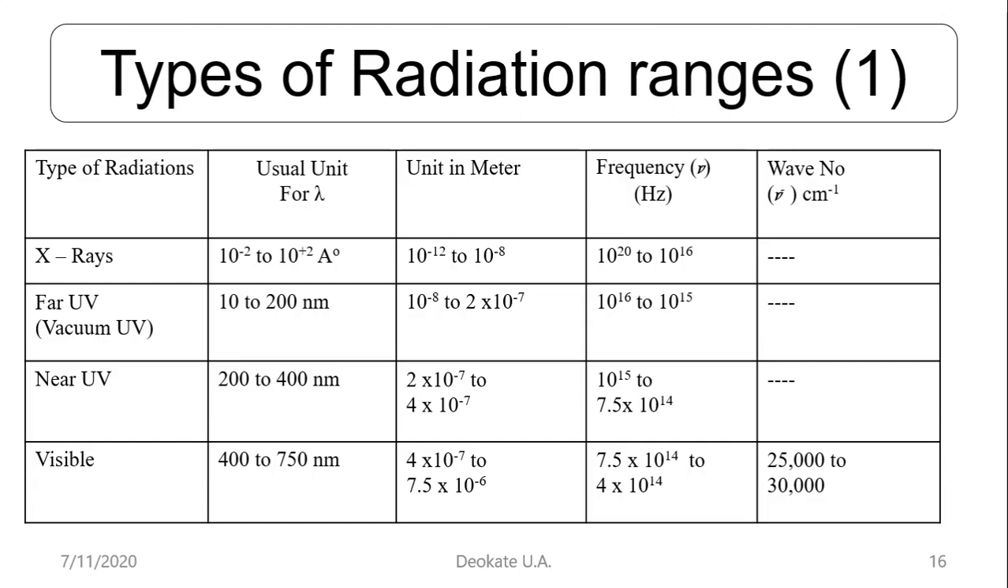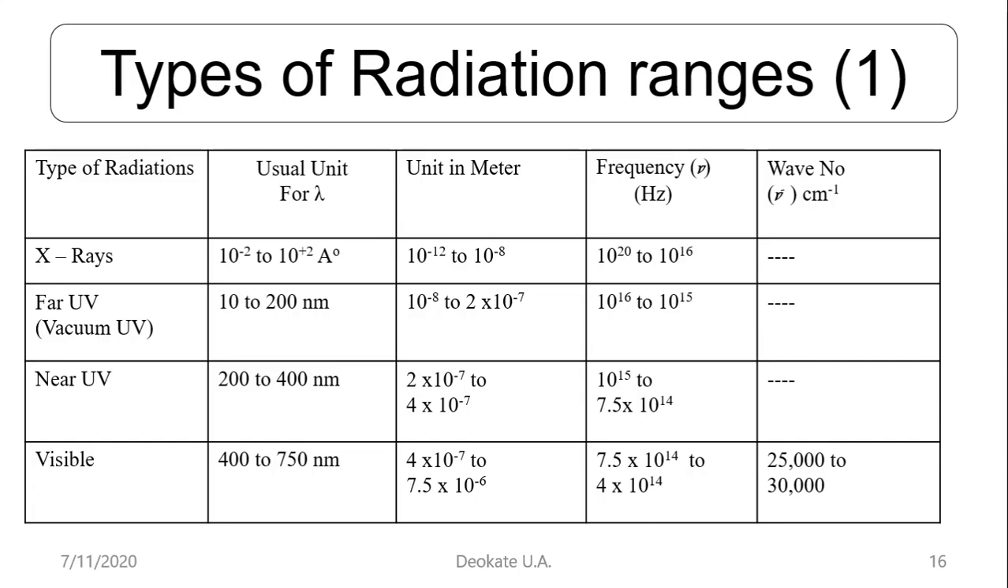The frequency is there, that is 10 raised to 20 to 10 raised to 16 hertz, and wave number is given in centimeter inverse. As these radiations are very close, their wavelength is very small, we are not able to measure how many waves are sitting in 1 centimeter. So wave number is not possible for the X-rays.